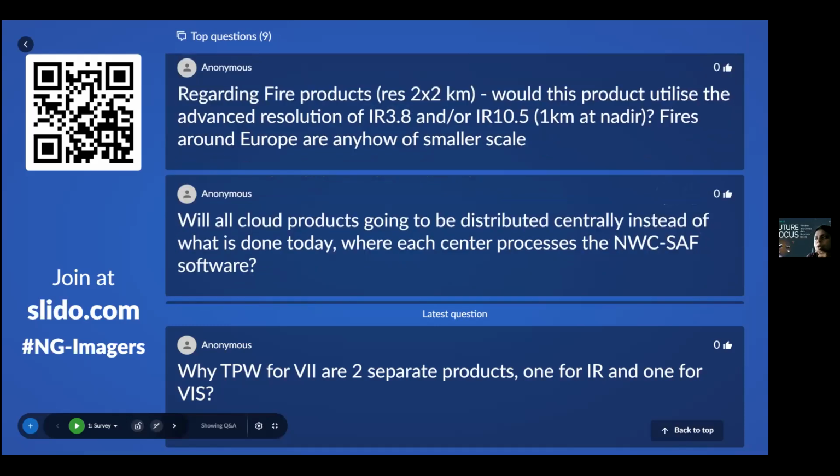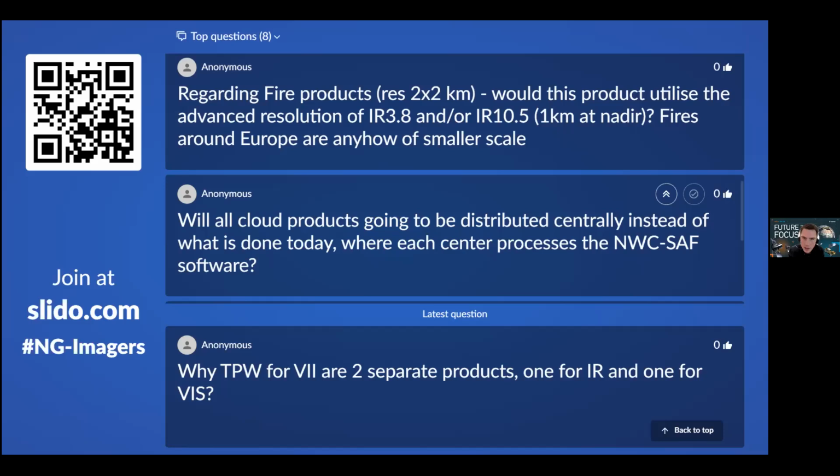Will all cloud products be distributed centrally instead of what is done today, where each center processes the nowcasting software? This is a bit different because there is a nowcasting SAF suite of products. I think this will be done as it is now: they provide the software and it's up to users to run it. And then there are the EUMETSAT products, of which three of them, cloud mask, cloud type, and cloud top temperature and height, are based on the nowcasting SAF approach. These will be disseminated from EUMETSAT centrally as official EUMETSAT products.